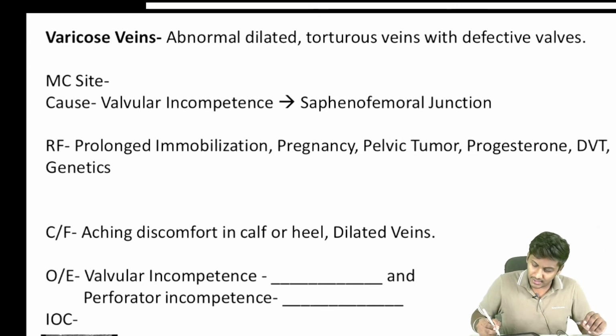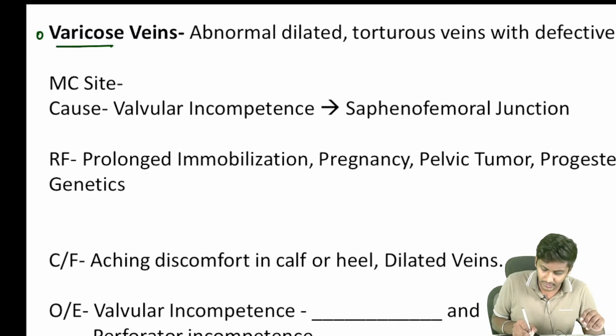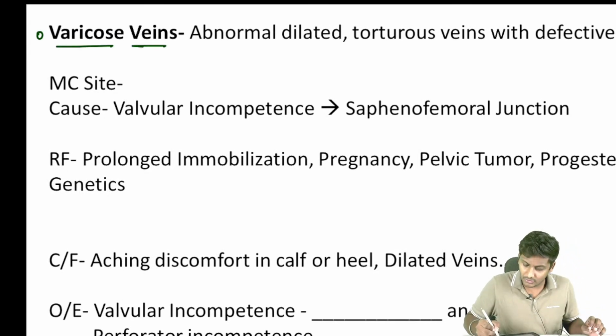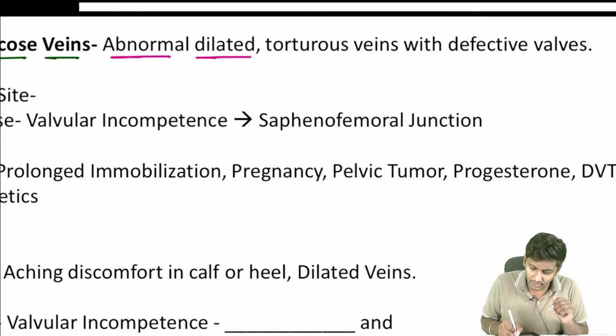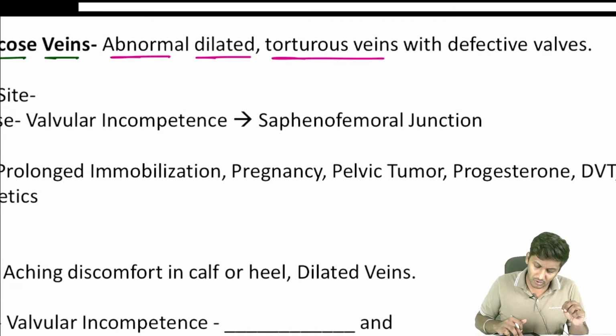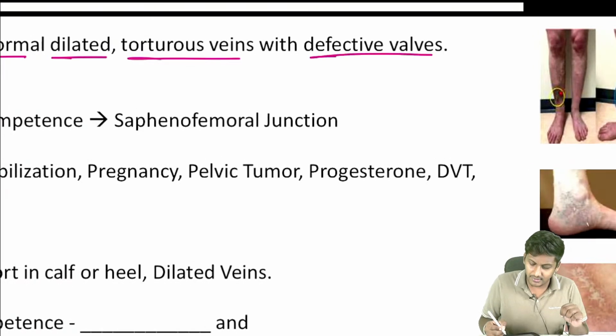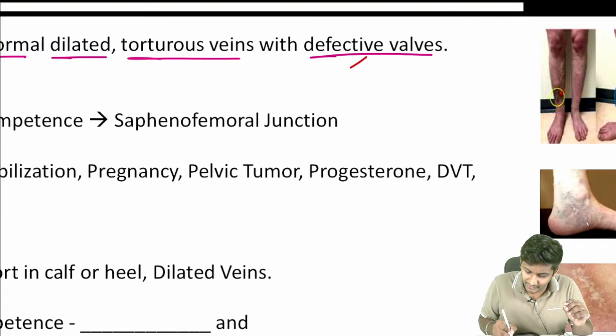Now important is, if I talk about varicose veins, we have already discussed that varicose veins are nothing but abnormally dilated and tortuous veins, that is stadium media. So abnormally dilated and tortuous veins with defective valves. Now that defective valve can be either an absent valve or an incompetent valve. Defective valve का मतलब क्या? Either it is an absent valve, or it is an incompetent valve.